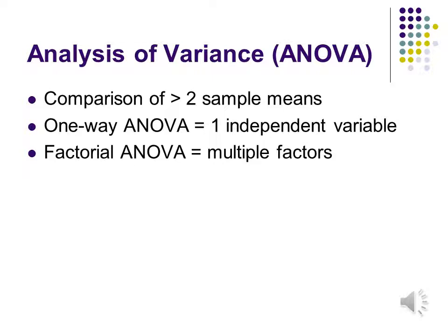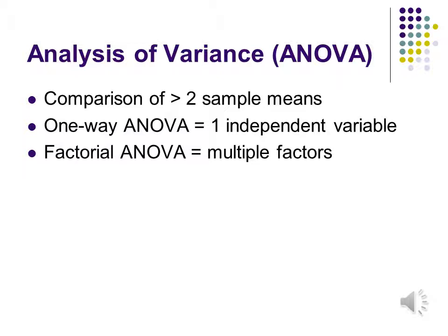Analysis of variance is looking at more than two sample means. T-test is looking at two sample means. Analysis of variance, or ANOVA, is looking at more than two sample means. There's one-way ANOVA and a factorial ANOVA. One way is looking at one independent variable, and factorial is looking at multiple factors. Independent variables are those that affect the outcome.